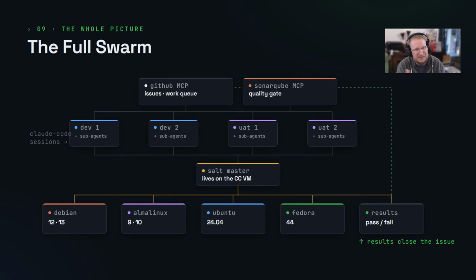That's the hope anyway. So you've got the dev and the UAT sessions running with subagents, the Salt infrastructure control plane right there, and then the version-pinned fleet along the bottom. Every arrow here is pretty much something that an engineer or a CI server already runs. I just handed the agents the keys and the tooling, and in some cases a little bit of guidance, and let it run.